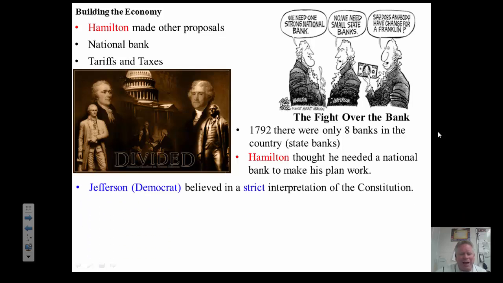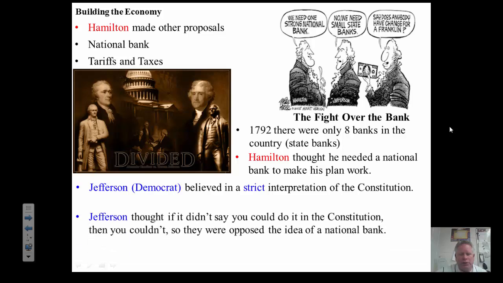Jefferson, Democrat, believed in a strict interpretation of the Constitution. Jefferson thought if it didn't say you could do it in the Constitution, then you couldn't. So the Democrats were opposed to the idea from the start. They thought it was unconstitutional.